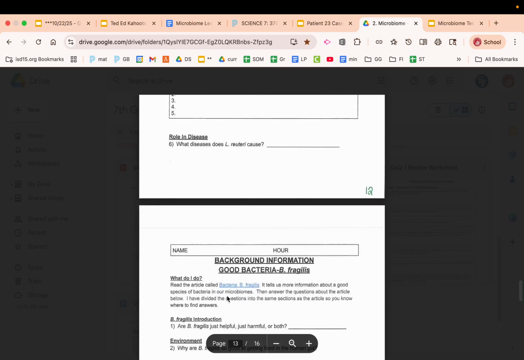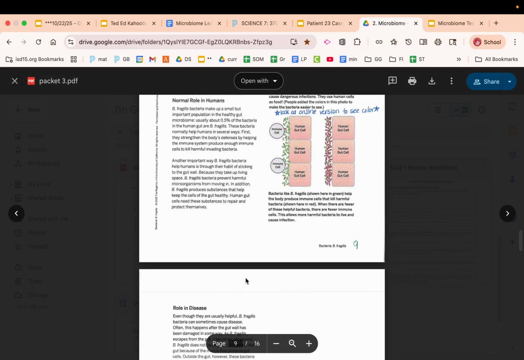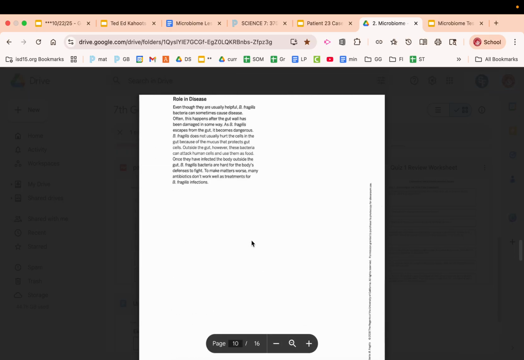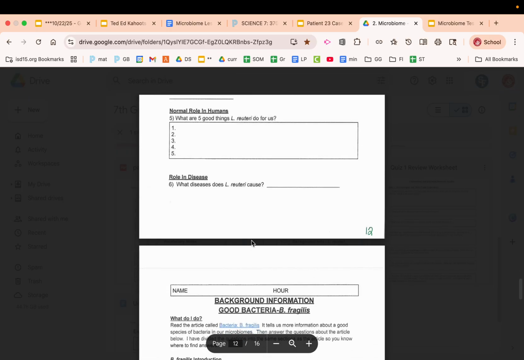And again, we have questions from the introduction, the environment section, the normal role in humans, and the role in disease. Finally, you're going to read about B. fragilis. And so if we go to the B. fragilis, that is our final type of good bacteria. Okay, you're going to read about that one and then answer the fill-in-the-blank questions there.